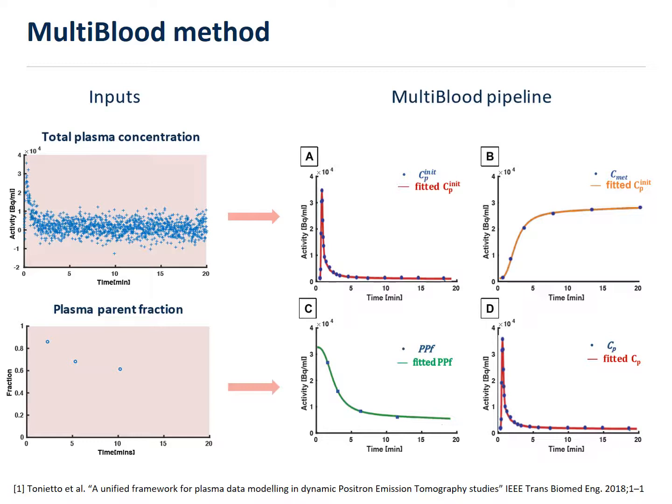From these two inputs, Multi-Blood returns an initial approximation of the parent plasma input function, in figure A, and an approximation of the radiometabolites concentration, figure B, which are both fit with a multi-exponential model. Then Multi-Blood generates the model for the plasma parent function, figure C, by combining the initial approximation of the parent plasma input function and the approximation of the radiometabolites concentration. Finally, Multi-Blood returns the parent plasma input function in figure D.